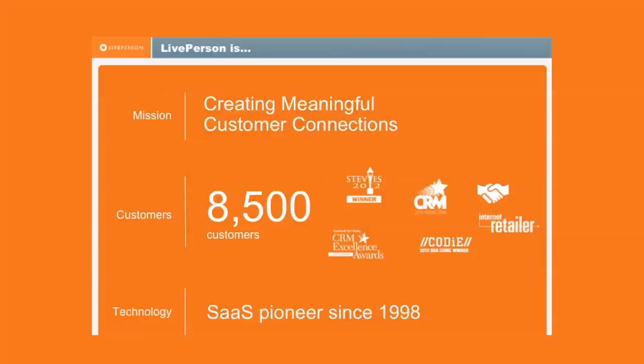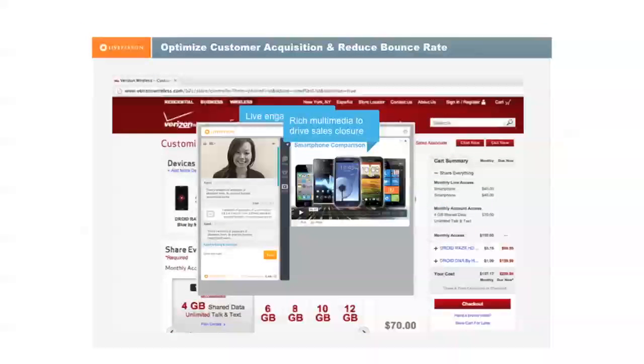So some information about LivePerson. The one thing that I want you guys to remember is, again, our mission statement is creating meaningful connection between brands and the customers. We are an engagement platform. We've been around since '98. We've been doing SaaS since '98 when it was called ASP, if you guys remember that. We have around 8,500 customers. 8 of the top 10 Fortune companies are LivePerson customers. So let's move on and understand what is an engagement platform.